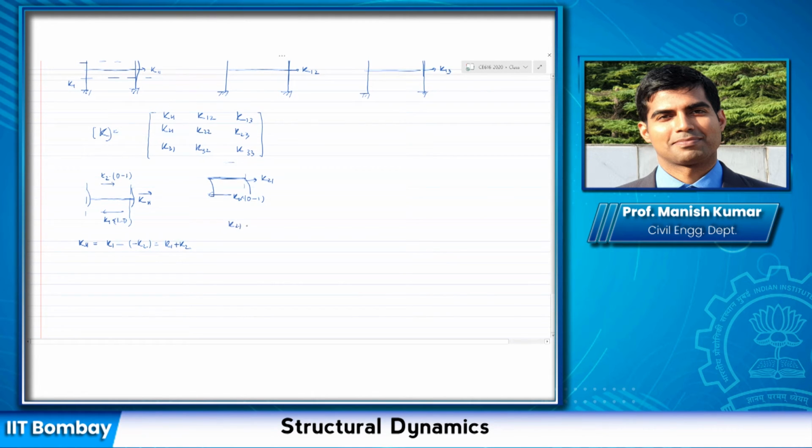K21 would be basically equal to minus K2 here. Okay, and the third story for that case is U3 equal to 0, U2 equal to 0.